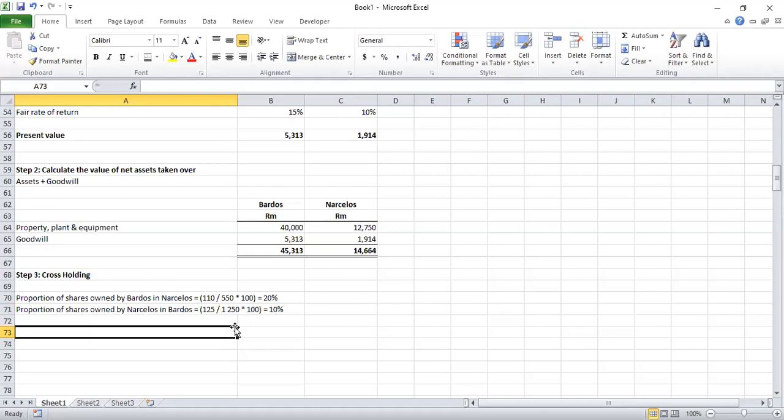Right. Then we then calculate the total value of each company.